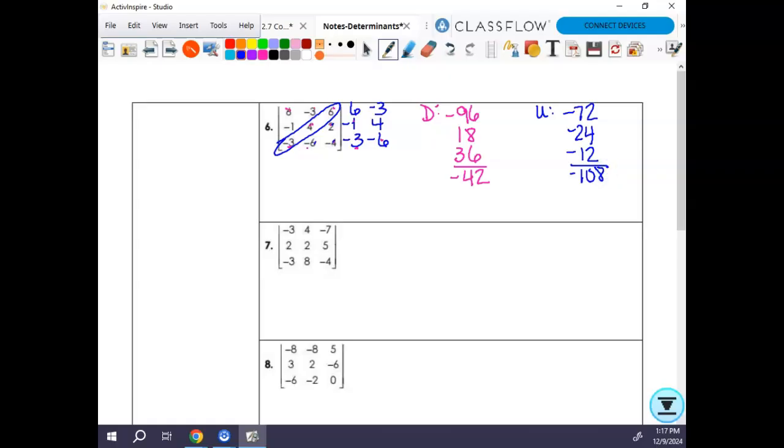Nope, nope. What did I do wrong? Oh, this isn't 24. That's negative 72 also. So 144. Yeah, negative 156. See, I don't think I was lining up the stuff right. And then we do down minus up. Get negative 42 minus a negative 156.